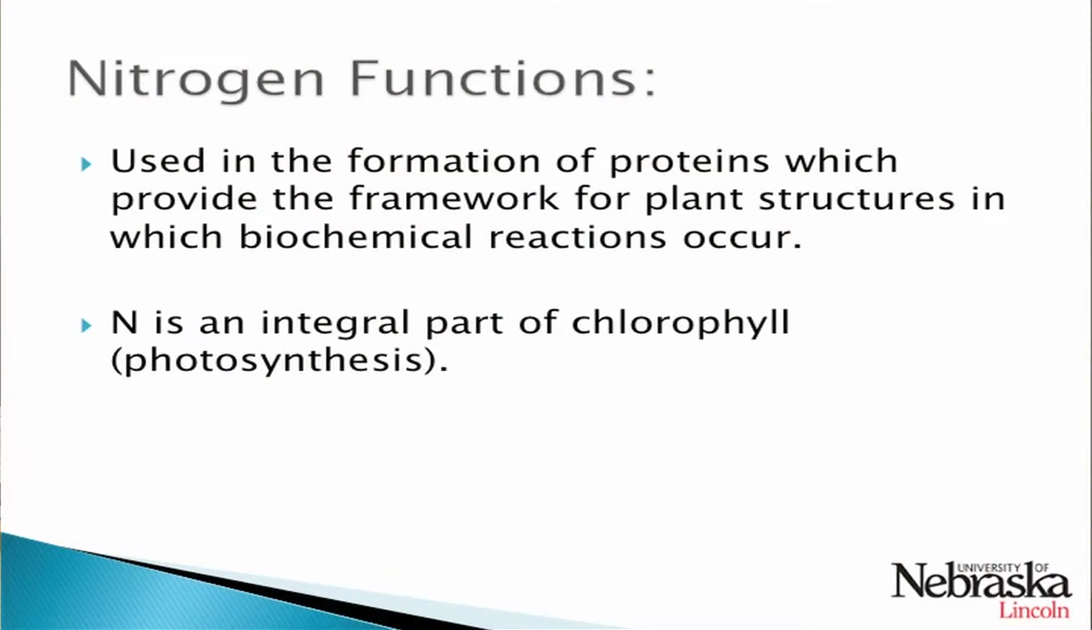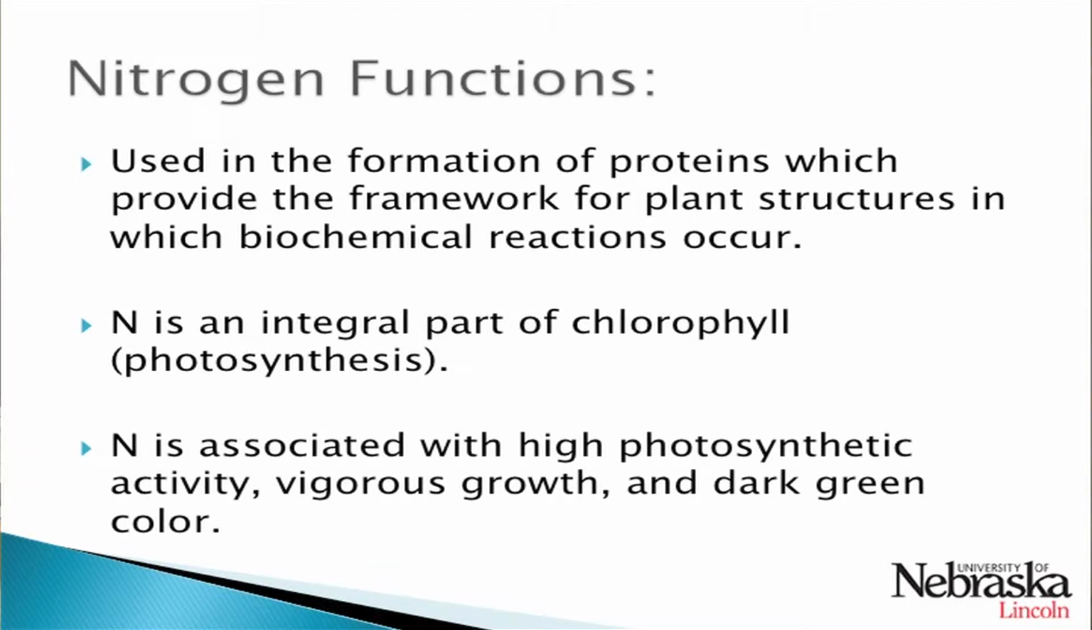Nitrogen is used in the plant primarily for the formation of chlorophyll. So how do we know we have enough nitrogen in the plant? What does it look like? It's dark green. That means there's high levels of chlorophyll in the plant, and that's integral to the process of photosynthesis, so dark green color is what we're looking for.